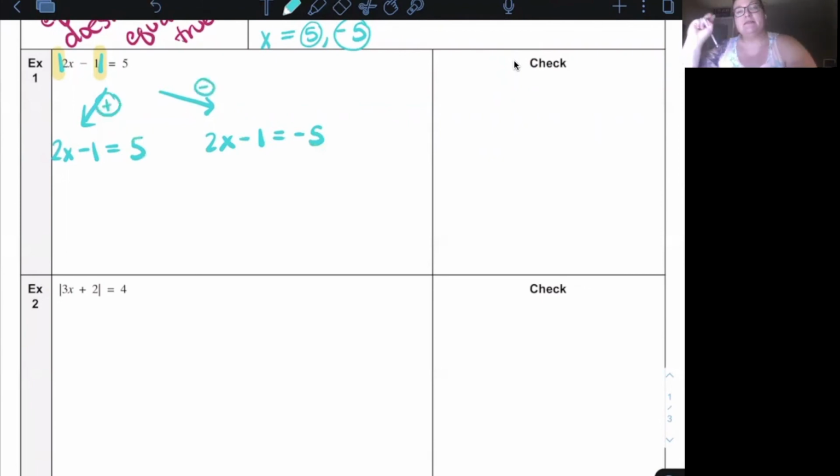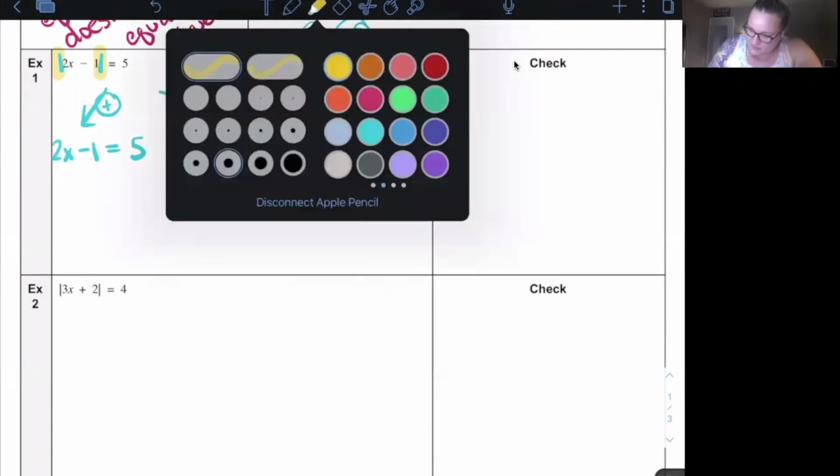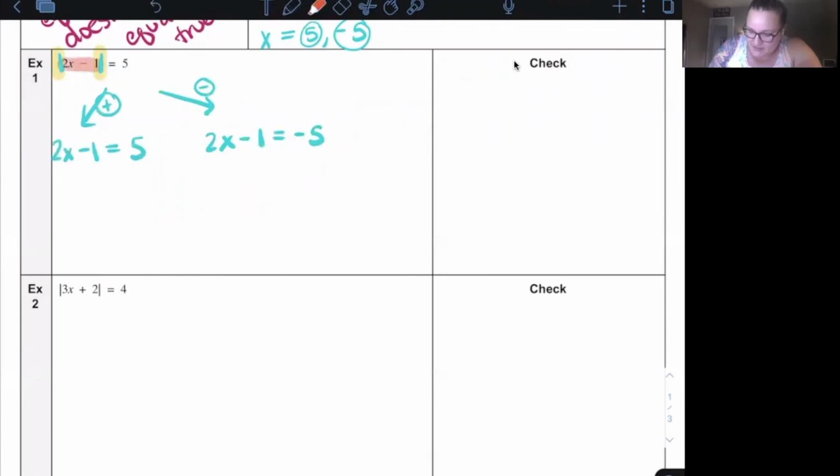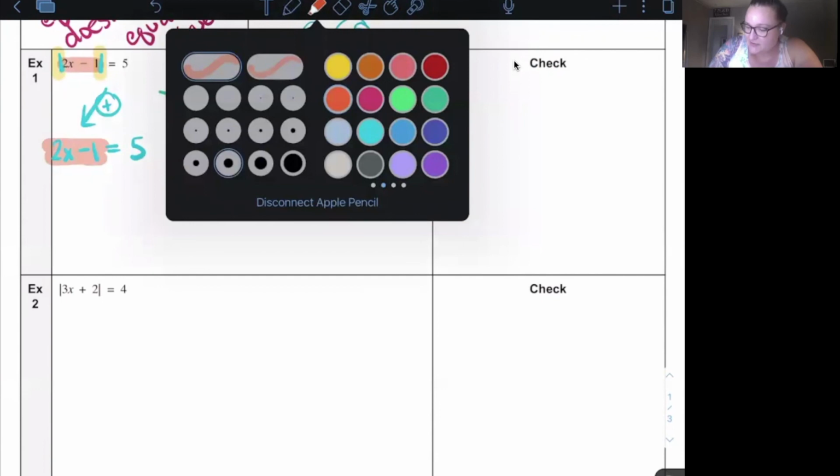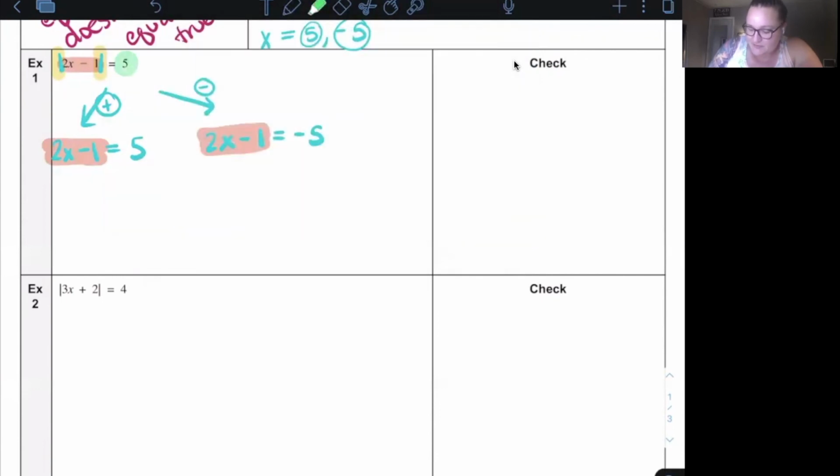When I say positive and negative versions, what I mean is whatever was inside the absolute value gets left alone. So 2x minus 1 was inside, 2x minus 1 was inside. I didn't change anything about that. All those signs stayed the same. What changed was what the absolute value was equal to. So here the equation is equal to 5. So I have positive 5, and then I have negative 5. So that's what I mean by the positive and the negative for both of those things.